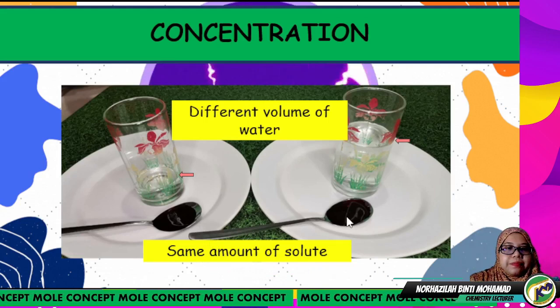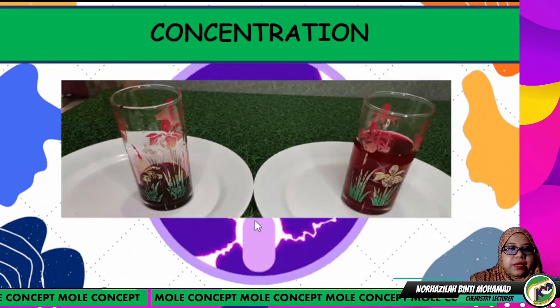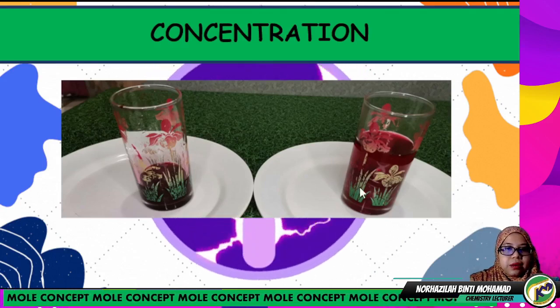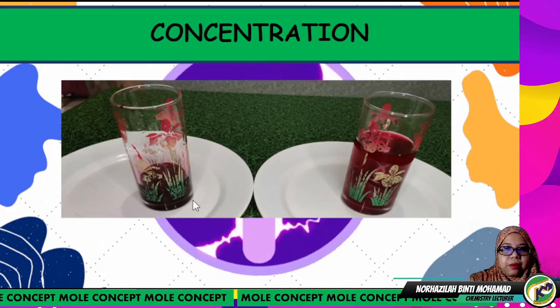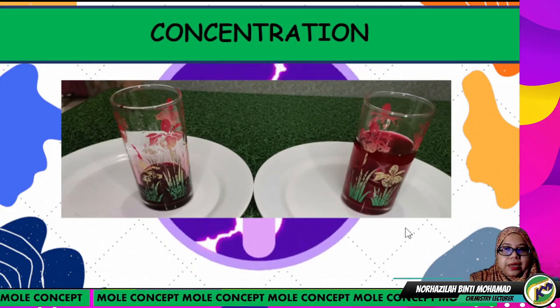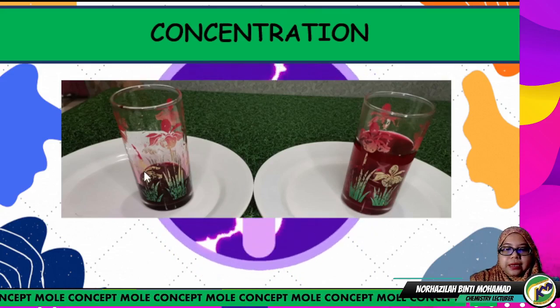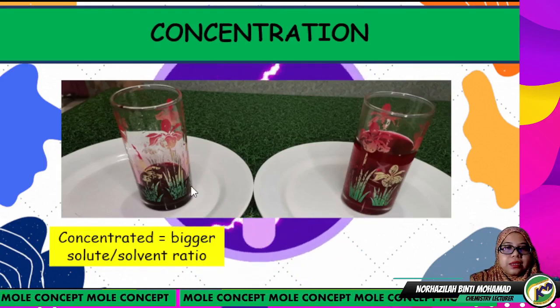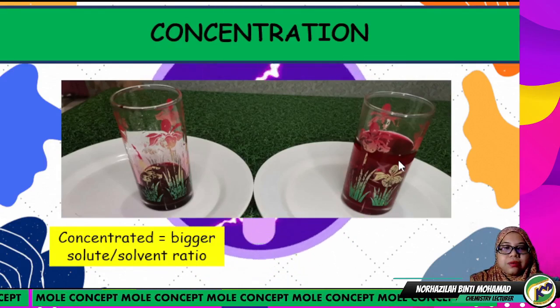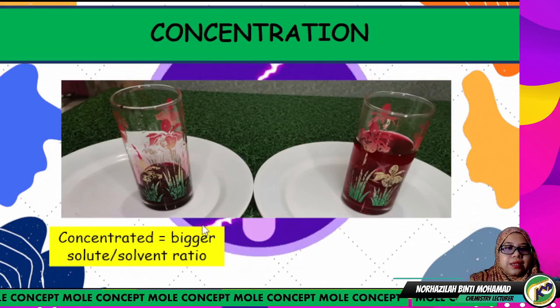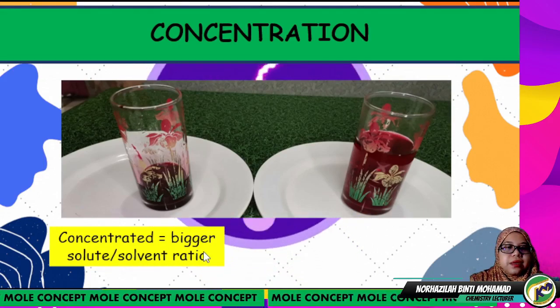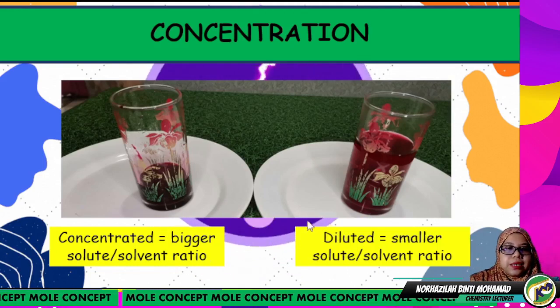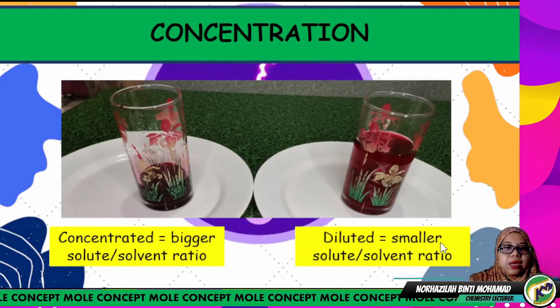the amount of solute is the same. So when we dissolve the solute, we will get it like this. So you see the color on the left side is darker compared to the right side. Okay, dia darker kan? Okay, why? Because this is a concentrated solution. This solution is more concentrated compared to the solution on the right, because it has a bigger solute over solvent ratio. Okay, this one is diluted because it has a smaller solute over solvent ratio.